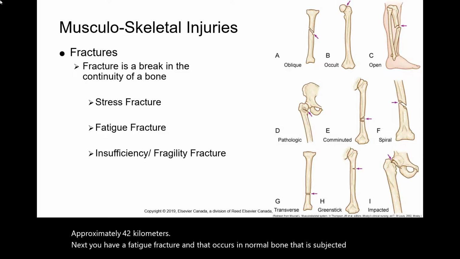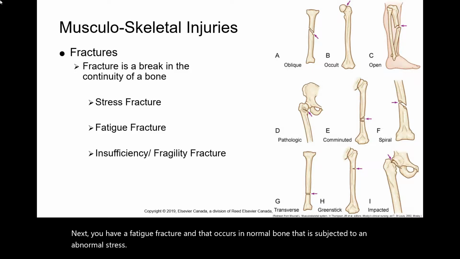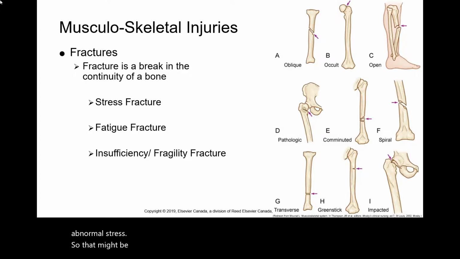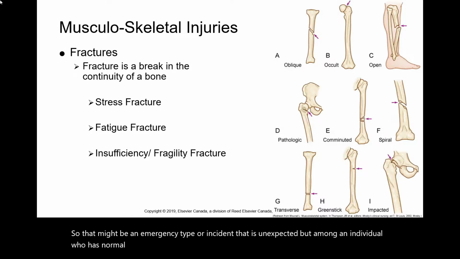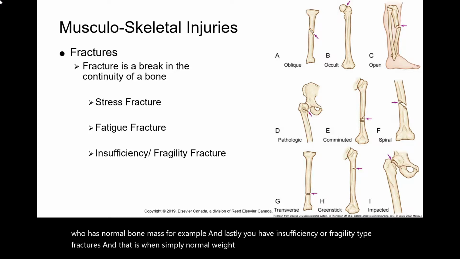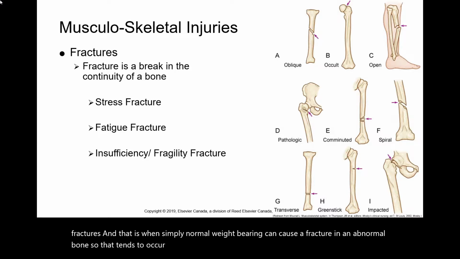Next, you have a fatigue fracture, and that occurs in normal bone that is subjected to an abnormal stress. So that might be an emergency type or incident that is unexpected, but among an individual who has normal bone mass, for example. And lastly, you have insufficiency or fragility type fractures, and that is when simply normal weight bearing can cause a fracture in an abnormal bone. So that tends to occur in individuals who are frail.